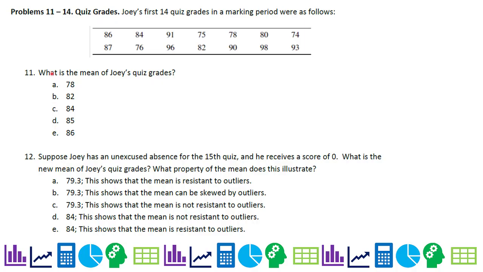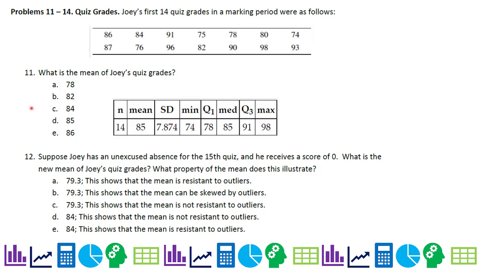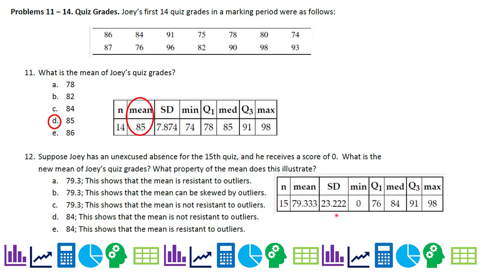So now that we've used Stapplet, what is the mean of Joey's quiz grades? I'm bringing in the 5-number summary, and you can see that the mean is right here. It's 85, and so the answer is D. Then let's say he actually had a 0. You saw where I added in that data point of 0. What is the new mean of Joey's quiz grades? Here's the 5-number summary plus the mean and the standard deviation. The new mean is 79.3. So it's either A, B, or C.